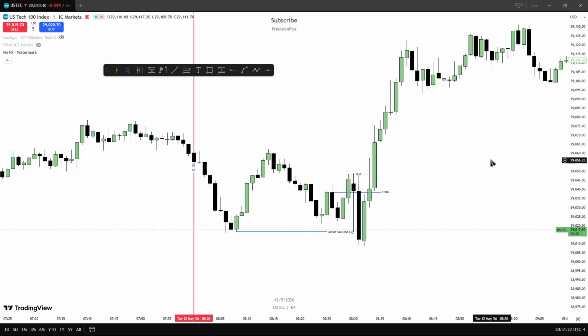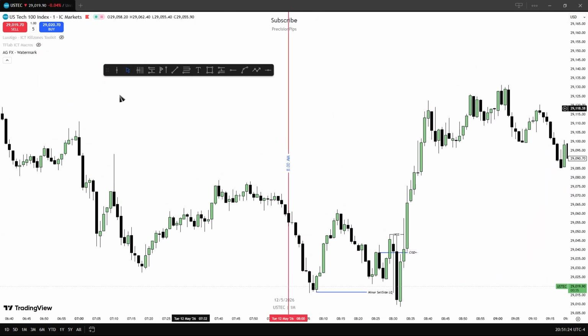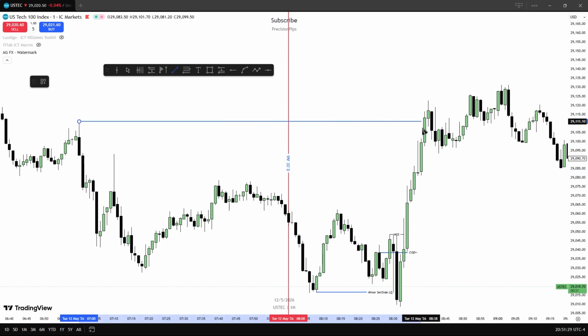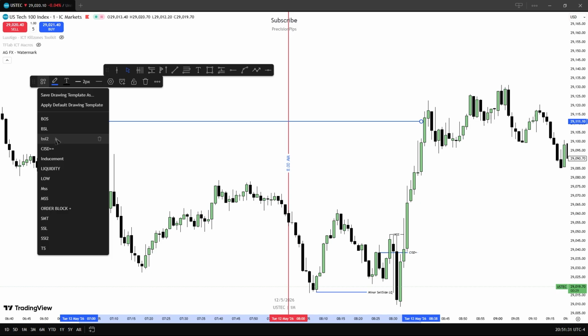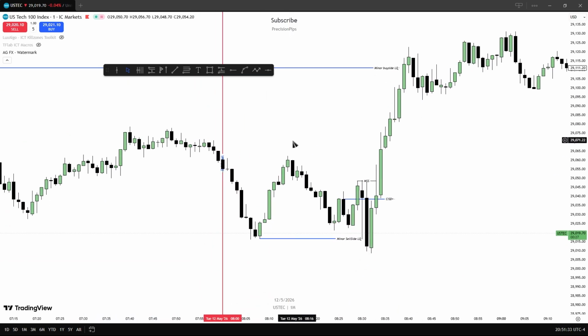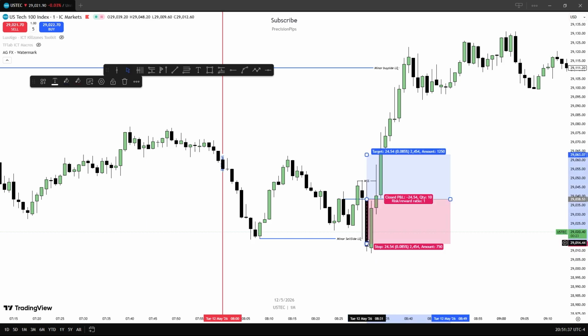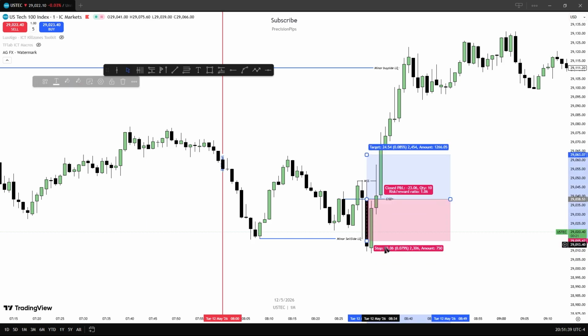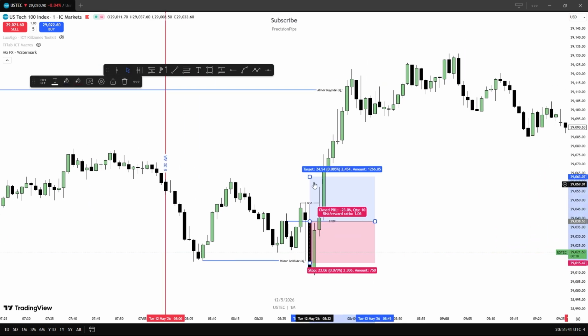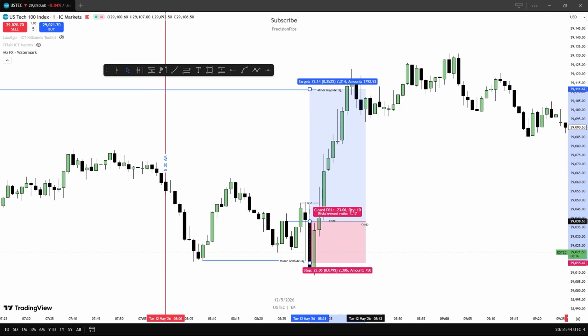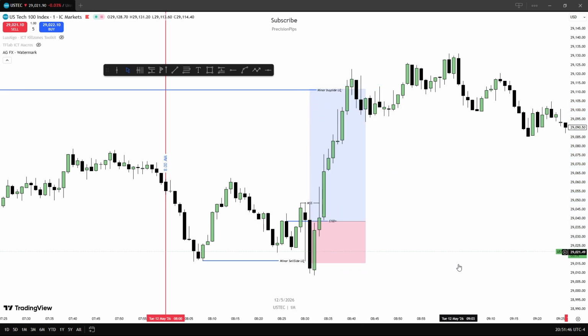The model is actually printing. We mark out the data high, the buy side liquidity, and here is our point of entry, which is, the model is actually printing.